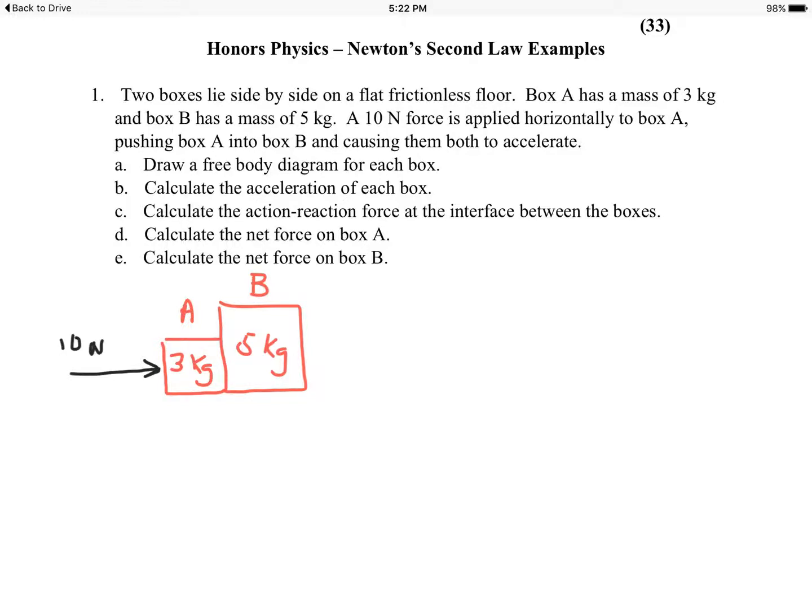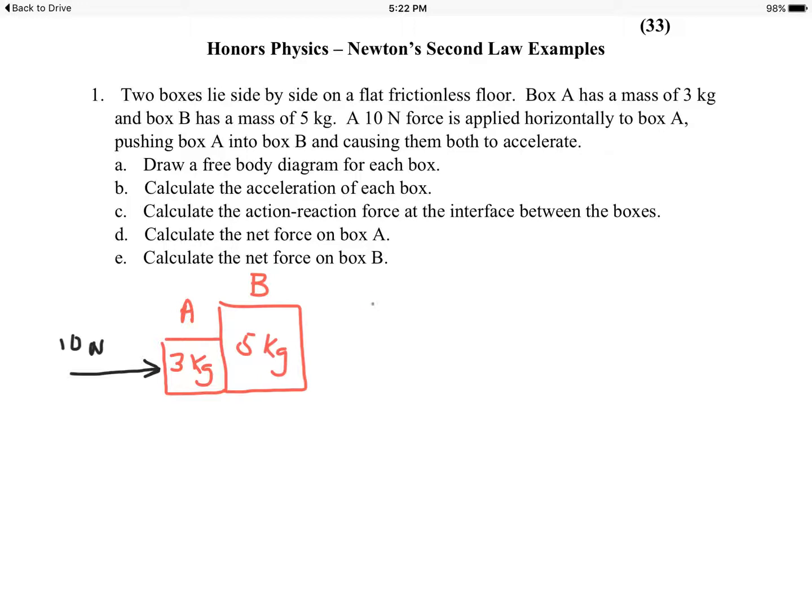Examples of Newton's second law. Here's the diagram of the problem outlined here. We have two boxes sitting side by side on the floor. I didn't draw the floor. It's not important. What's important are the two boxes. And there's a 10 Newton force applied to the box from the side horizontally. And there's no friction with the floor.